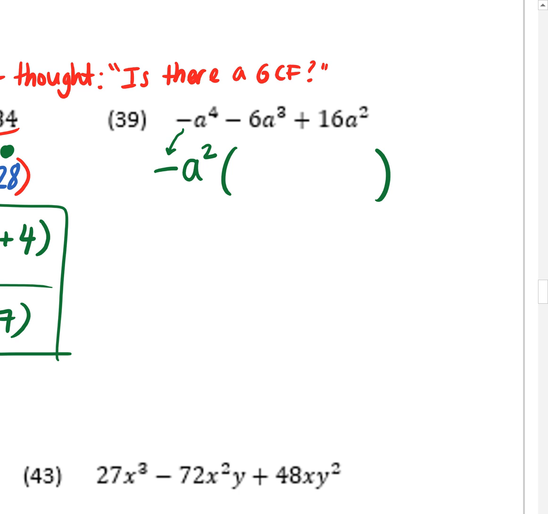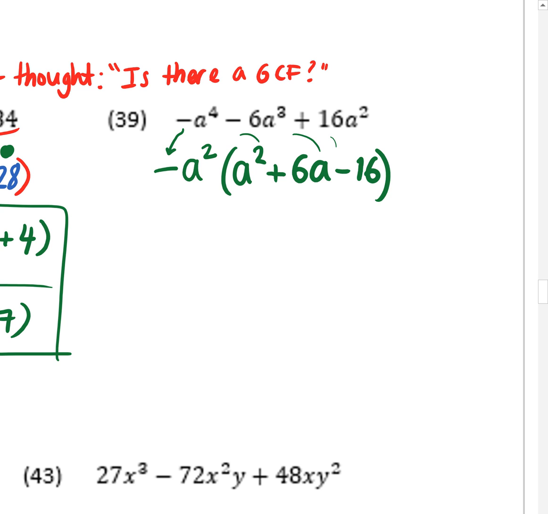Now I have to figure out what's inside. -a squared times what is -a to the 4th? That'd be +a squared. -a squared times what is -6a cubed? That'd be +6a. And lastly, -a squared times what is +16a squared? That'd be -16. No need for an a because I already have all the a's I need. And if you want, you can do a quick mental check by distributing this a squared back in to make sure you get what you started with.